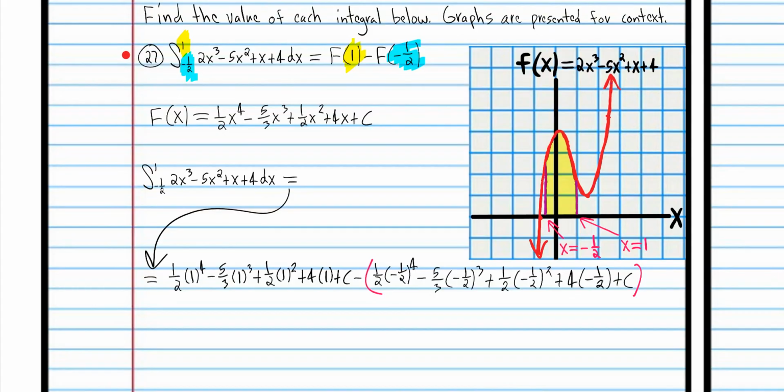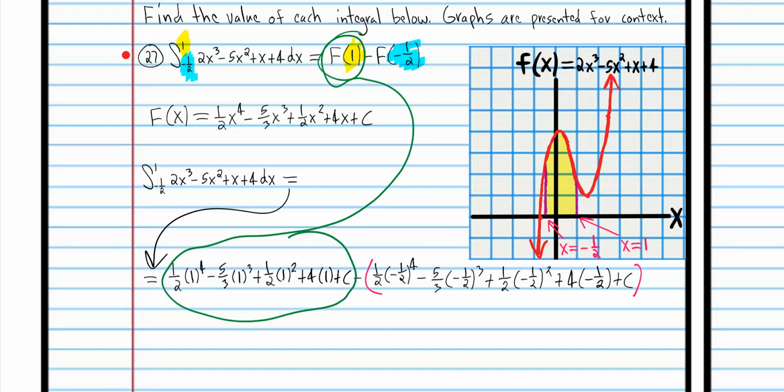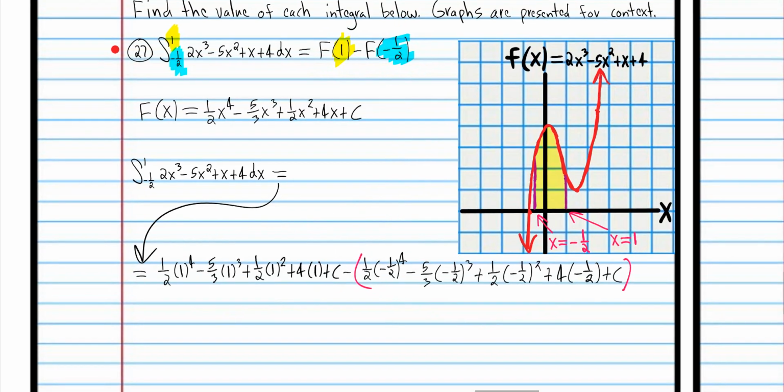So we found the antiderivative and we plugged in 1, and then we used the antiderivative and we plugged in -1/2 and we're subtracting. So we're just using the fundamental theorem of calculus just like we did in the previous problems.